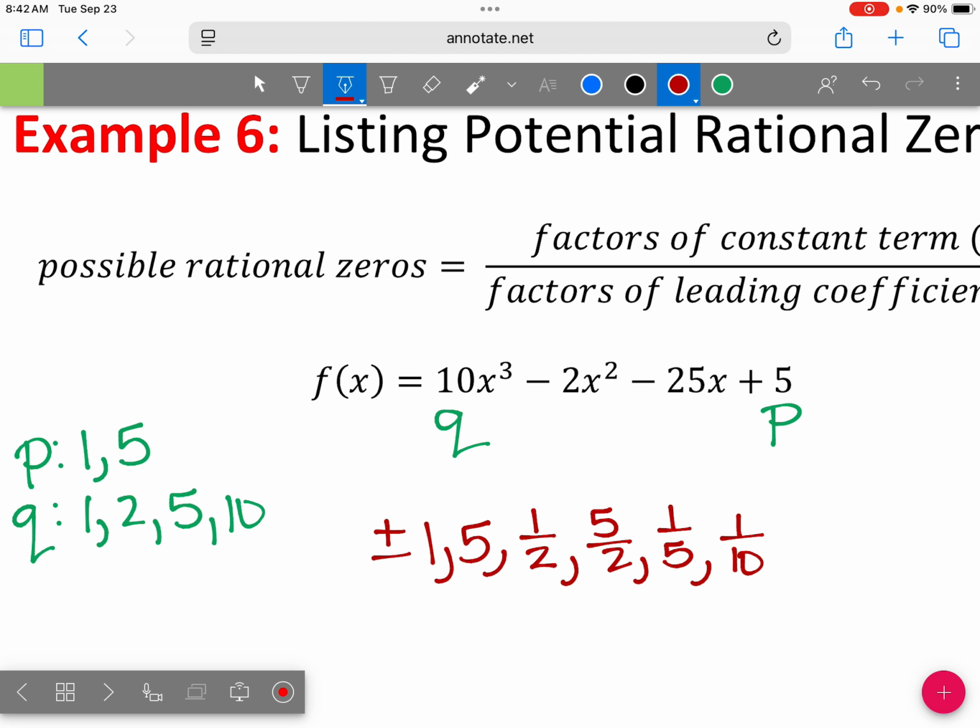Who's found all 6 numbers? Anybody still working on it?